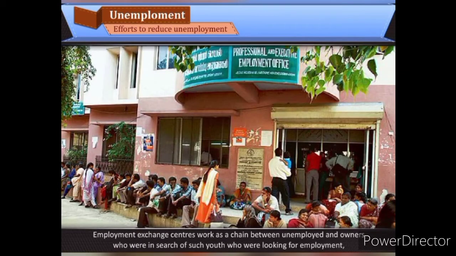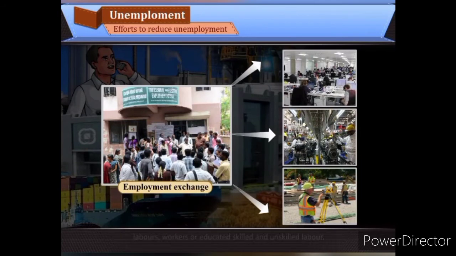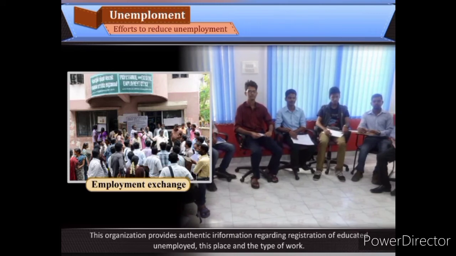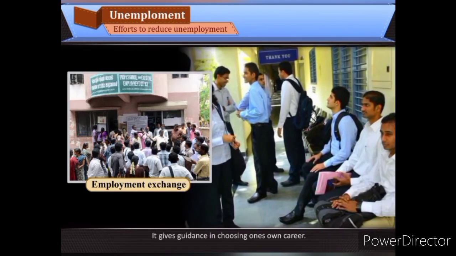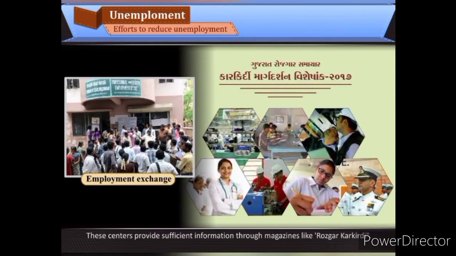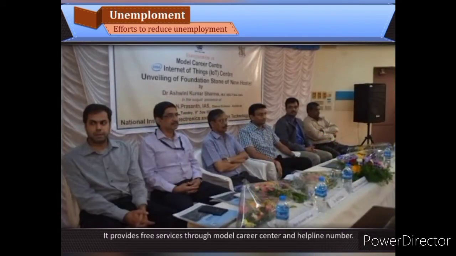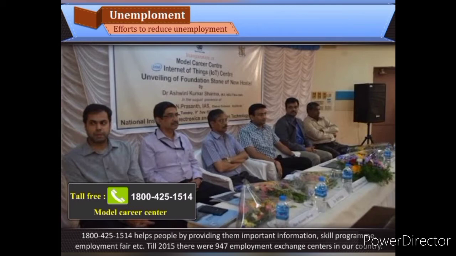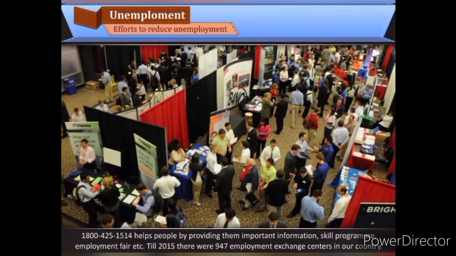Employment exchange centers work as a chain between unemployed and owners who were in search of such youth who were looking for employment: laborers, workers, or educated, skilled, and unskilled labor. This organization provides authentic information regarding registration of educated unemployed, this place, and the type of work. It gives guidance in choosing one's own career. These centers provide sufficient information through magazines like Rozgar Karkirdi. It provides free services through Model Career Center and helpline number 1-800-425-1514, which helps people by providing them important information, skill programs, employment fairs, etc.